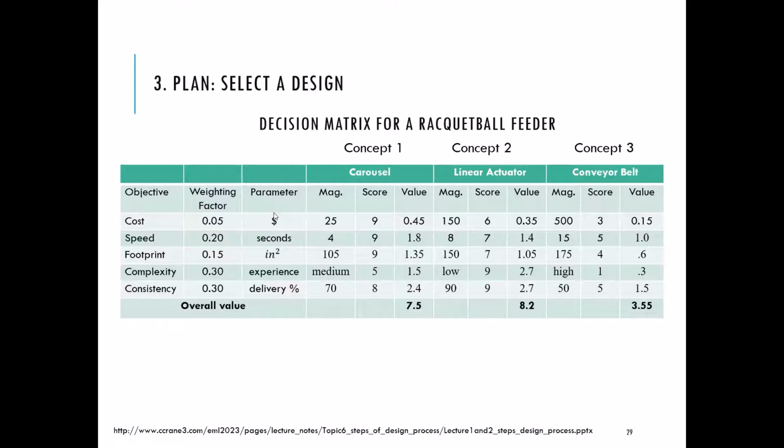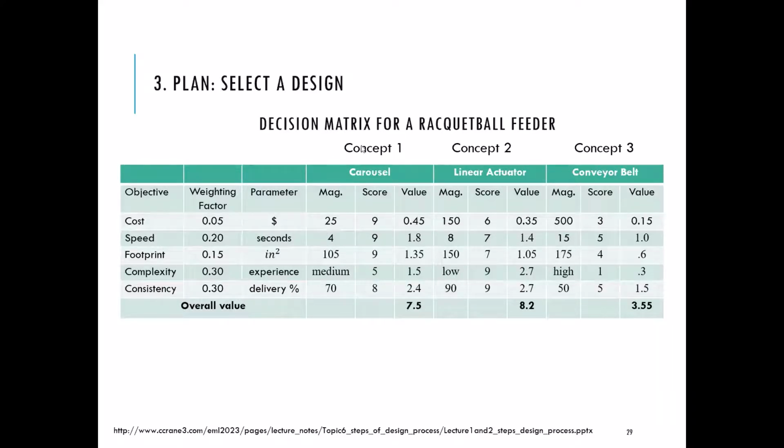The parameter value essentially tells you what the units are of the objective. So when we are measuring the cost, we're going to be measuring in terms of dollars. Speed is in terms of seconds. And again, you'll be thinking, well, seconds is not a measurement of speed. What we mean by speed is how quickly can it launch all 4 balls. The footprint is in inches squared. Complexity is kind of hard to quantify, so it's based on your experience. And then finally, the consistency we are measuring as the delivery percentage.